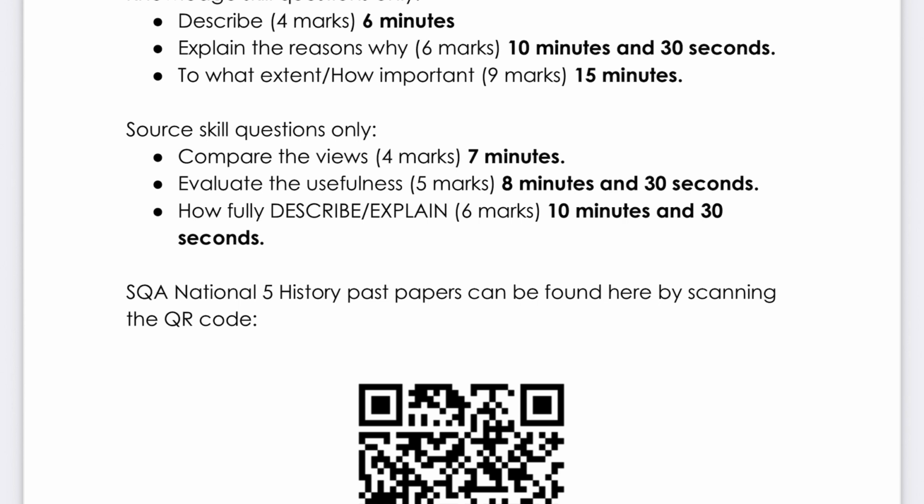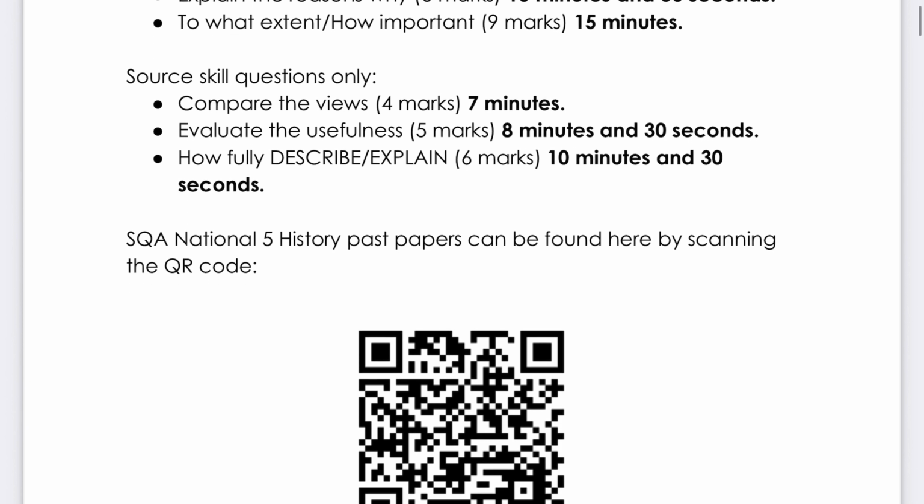The source skill questions, the compare the views, evaluate the usefulness, and the how fully describe and explain, do have a source, with the compare the views, of course, having 2 sources. And within your answer, you are expected to use the source and also your knowledge. The only one that this does not apply to is the compare the views, where you only need to refer to the 2 sources. You don't need any new knowledge, which in some ways makes it a delightful 4-mark question.